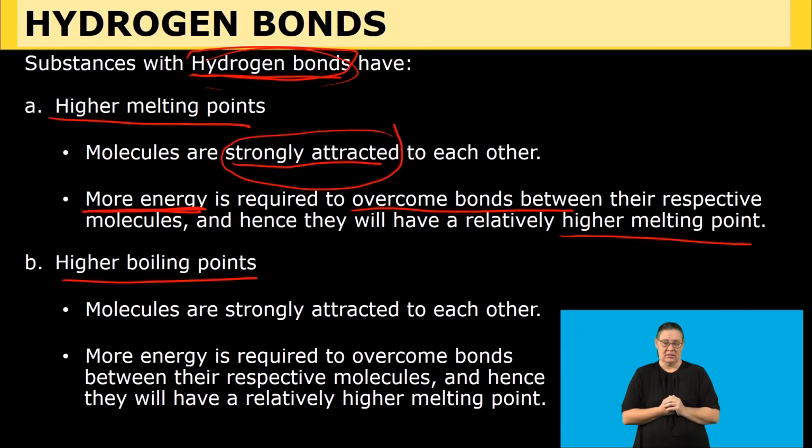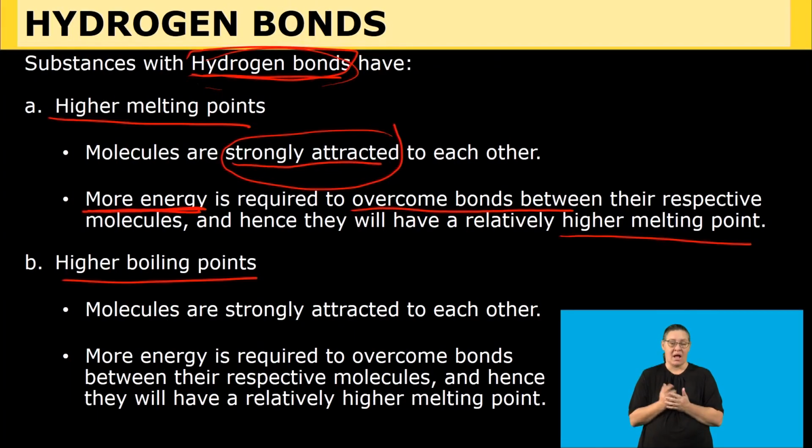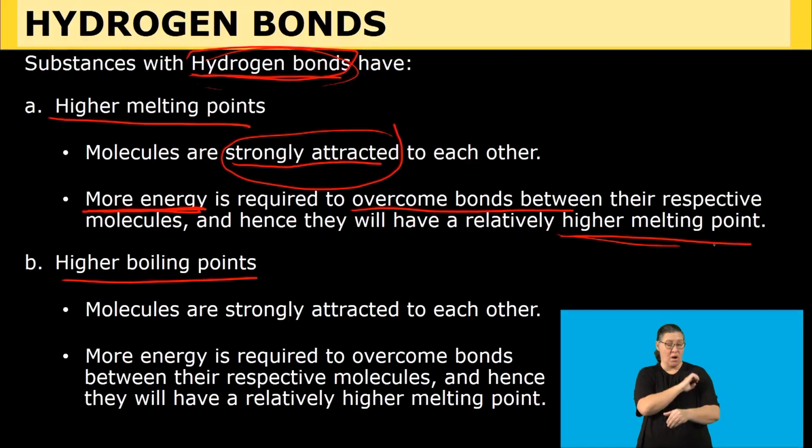So a substance having hydrogen bonds, or having all three intermolecular forces but the hydrogen bonds being the strongest one, for you to overcome those forces that are bonding the molecules together as they stay together, we're going to require more energy. If we require more energy, that means the melting point is also going to increase. That means the more energy we need to overcome an intermolecular force, the higher the melting point.